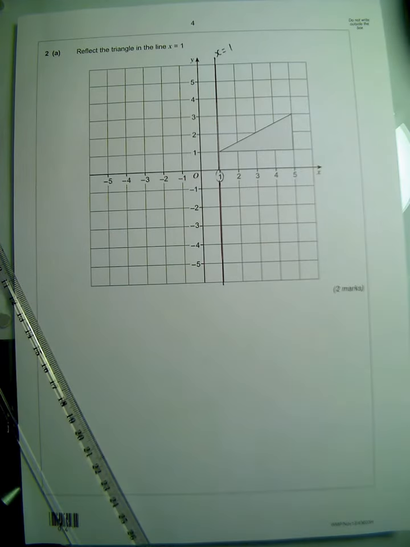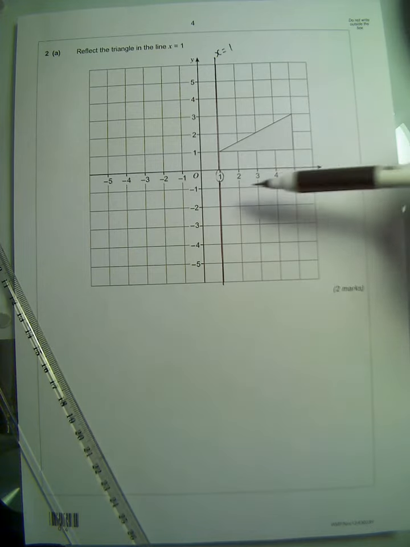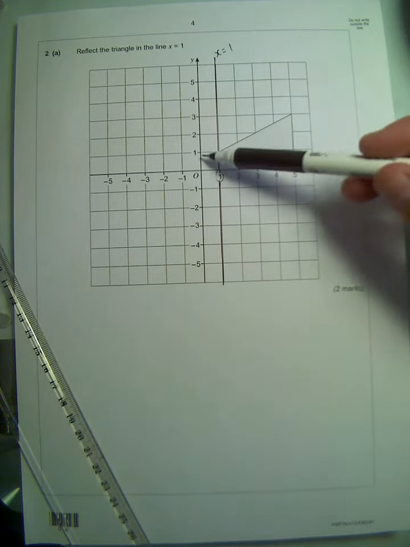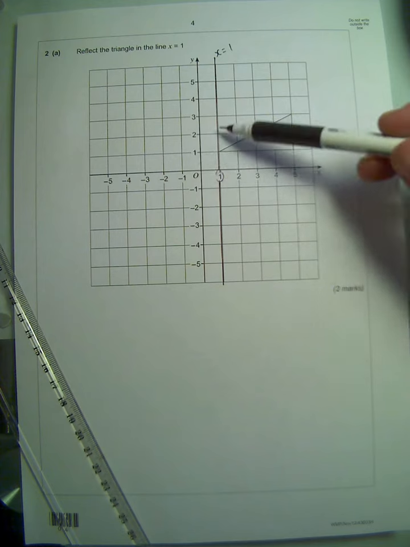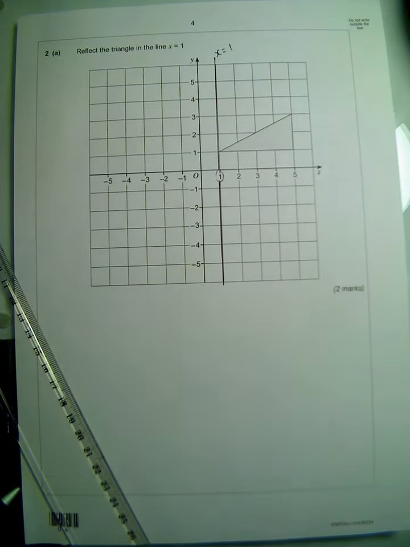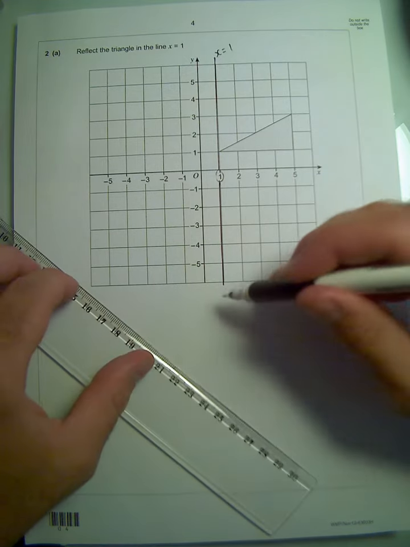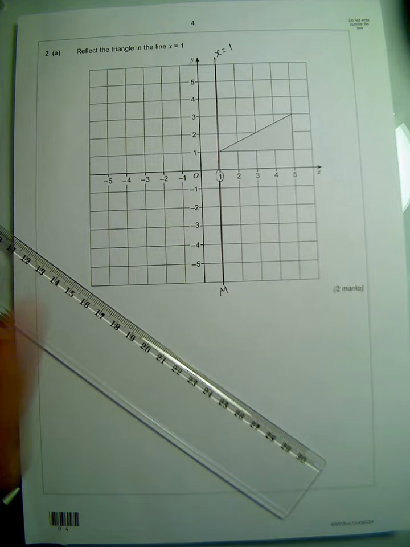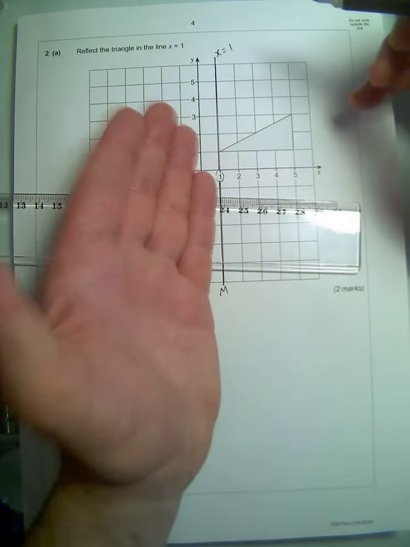If you look at the xy coordinates of all of the points on that line, then the x coordinate is always 1. 1, 0, 1, 1, 1, 2, 1, 3, 1, 4, 1, 5. The x coordinate is always 1. It's the line of points where the x coordinate is always 1. So it says reflect the triangle in the line x equals 1. So that's our mirror line. Put an M for mirror if you like, or not. And you've got to imagine that flipping over.